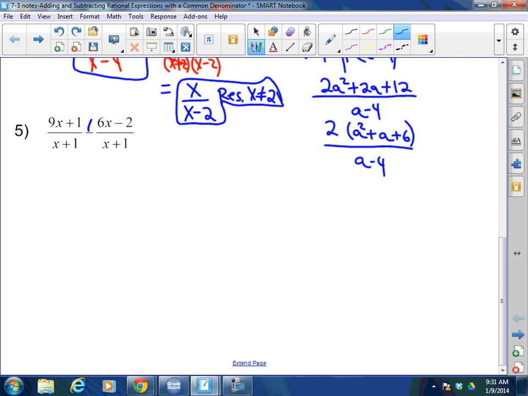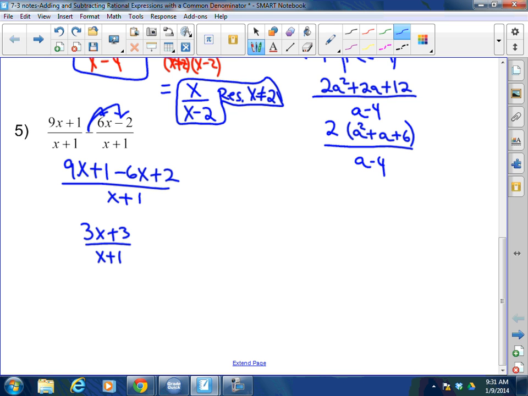Okay, for this one, easy peasy. Remember this negative, remember what I told you? Got to distribute it, so it's really 9x plus 1 minus 6x plus 2 over x plus 1. So this is going to be 3x plus 3 over x plus 1. Factor out a 3. So I got 3 times x plus 1 over x plus 1. So my answer is 3. No restrictions. Does that make sense, my friends?